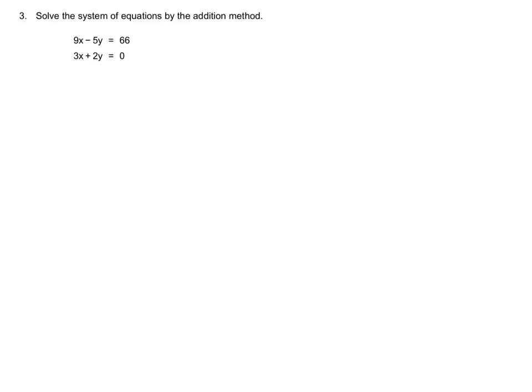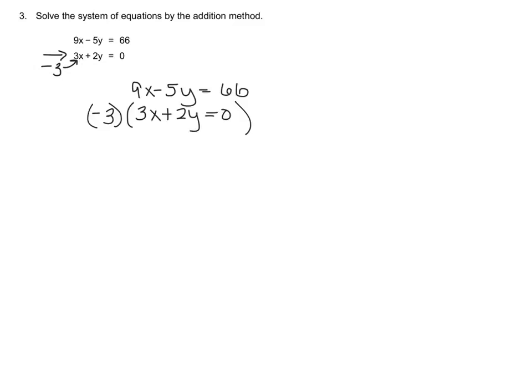In order to do this, I'm going to multiply the second equation by a negative 3. Because when I multiply the negative 3 to the 3x, I'll get a negative 9x. And then when I combine those equations, the x's will be eliminated. Okay, so I'm going to multiply the second equation by -3. That means I'm going to multiply every term in the equation by a -3.